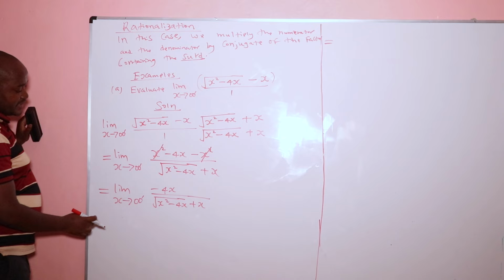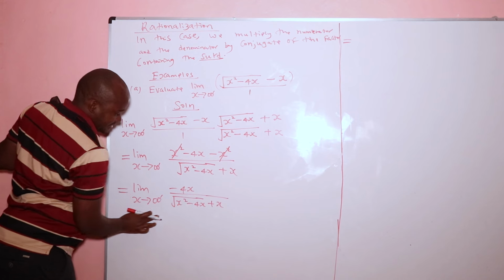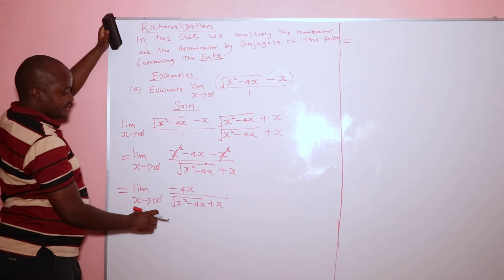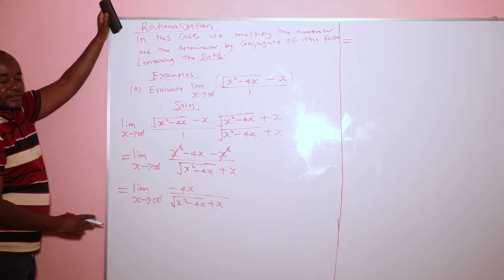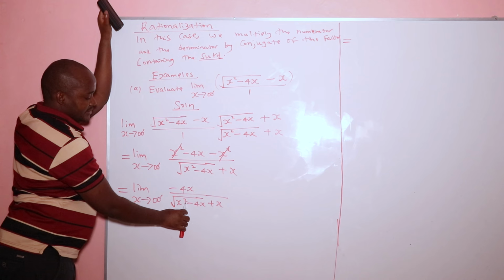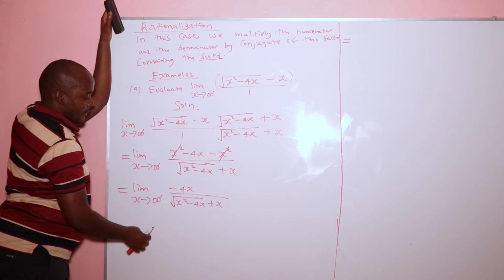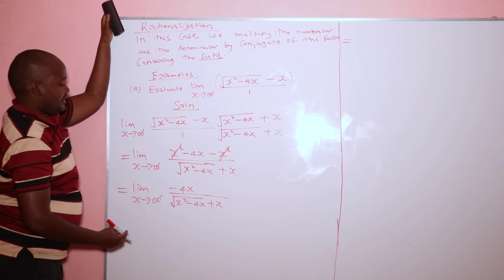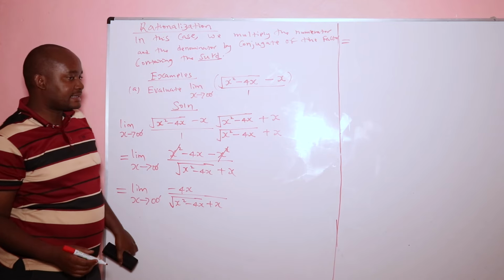So what happens at limits at infinity? At limits at infinity, we divide both the numerator and the denominator by the highest power of x. So in this particular case, the highest power of x in the denominator is x, or 1, because this x squared has been affected by the square root. We cannot conclude that the highest power of x is 2. Even if you take the square root of this x squared, you still get an x, which is x to the power 1. So here we are going to divide the numerator and the denominator by x.